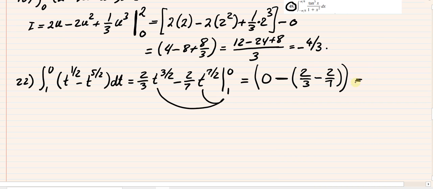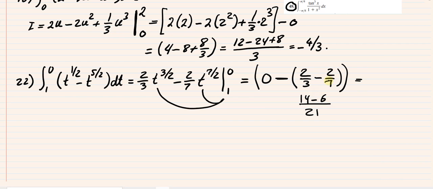Okay, and the whole thing is going to be, 21 is the LCD, so 7 times 2 is 14 minus 6. 21 is the LCD, 7 times 2, 14, 3 times 2 is 6. If I build each fraction, second fraction, multiply top and bottom by 3, that's how I got 6. So that's going to be 8/21, negative in front makes it negative 8/21.